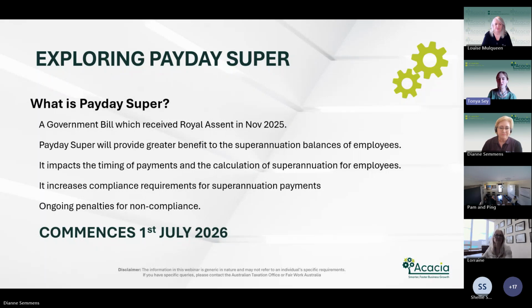The other part of the Payday Super legislation was that it will increase the compliance requirements on employers for those superannuation payments. So the government's trying to bring down that timeline and reduce the risk of businesses not paying those superannuation payments to the employee super funds. So there are changes to the penalties for non-compliance. All of this is starting from 1st of July 2026, so in a couple of months. Couple of months or less, 1.5 months.